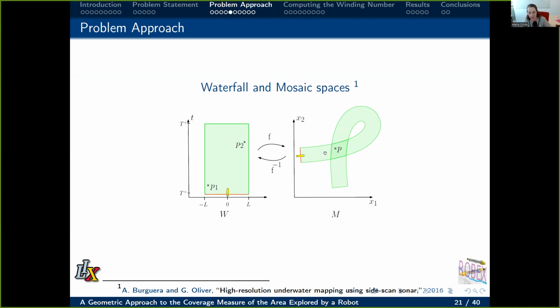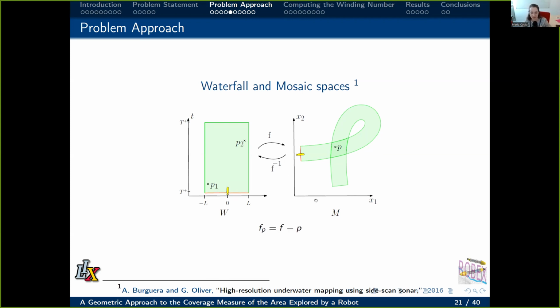And the first time that the robot sees P is at the beginning of exploration and closer to the sonar left border. So that's why we will have something like P1. And then the next time that the robot sees P is towards the end of the exploration, and this time closer to the sonar's right border. So that's why we will have something like P2 in the waterfall space. So we are going to be using this relation in our proof.